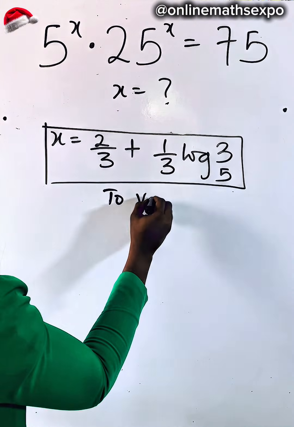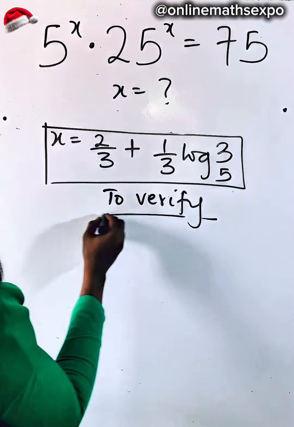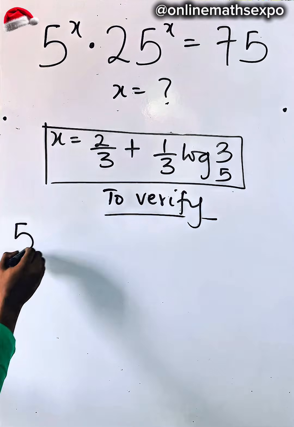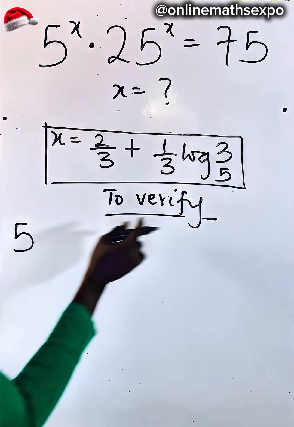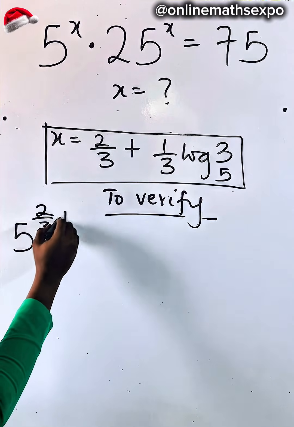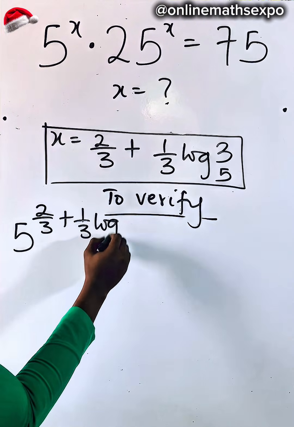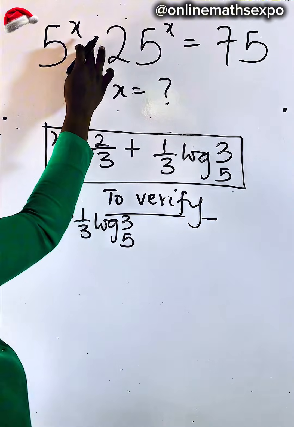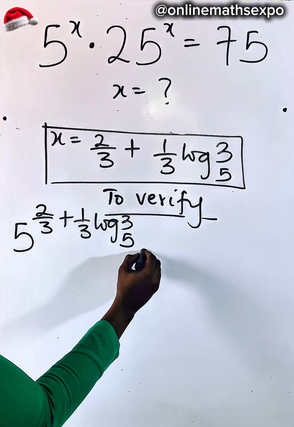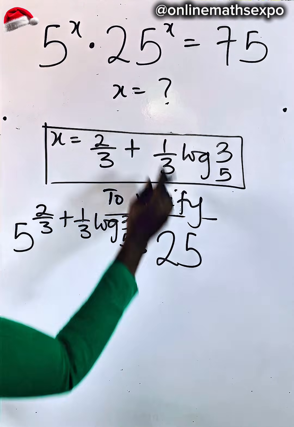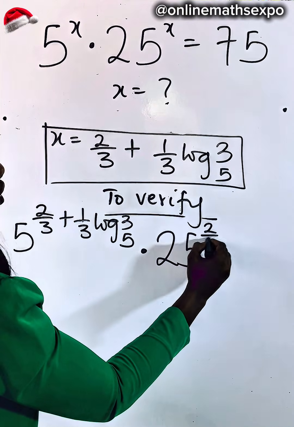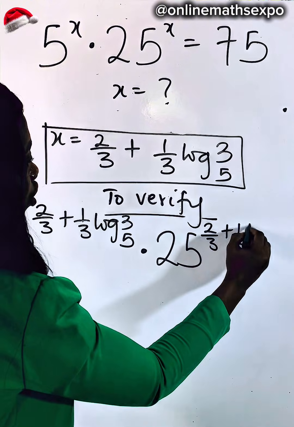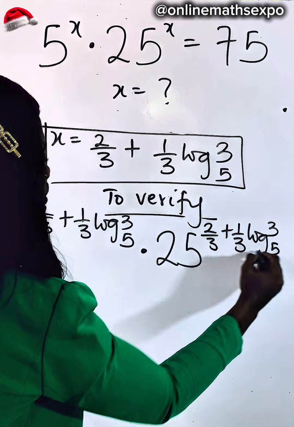To verify, so we are having 5. This is our x value. So we have 2/3 plus 1/3 of log 3 base 5. Remember, you are multiplying, so you are multiplying by 25. Our x is 2/3 plus 1/3 of log 3 base 5.